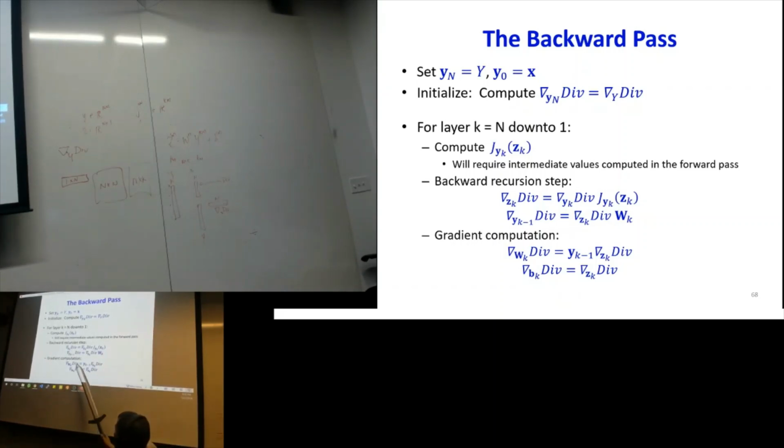And at each step, off the side, you can compute the derivative of the divergence with respect to the weights, which is the product of the output of the previous layer and the derivative of the divergence with respect to z.